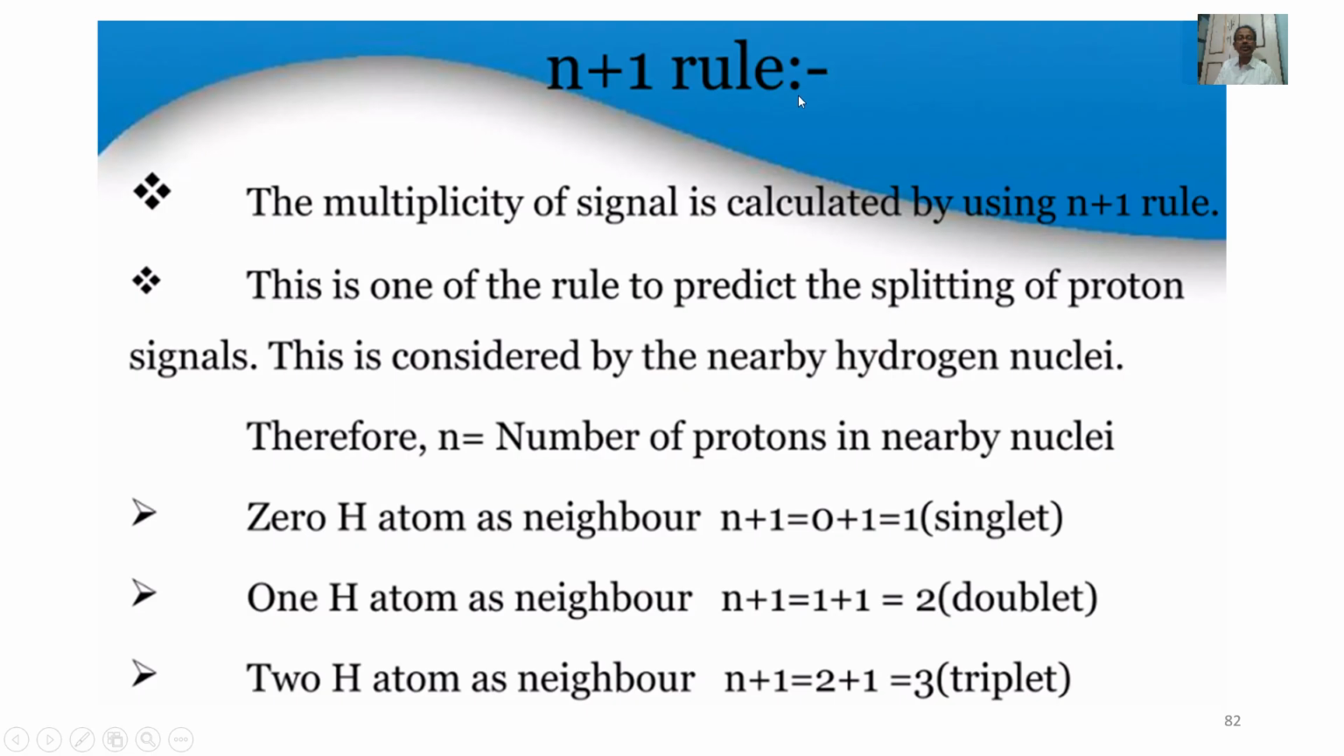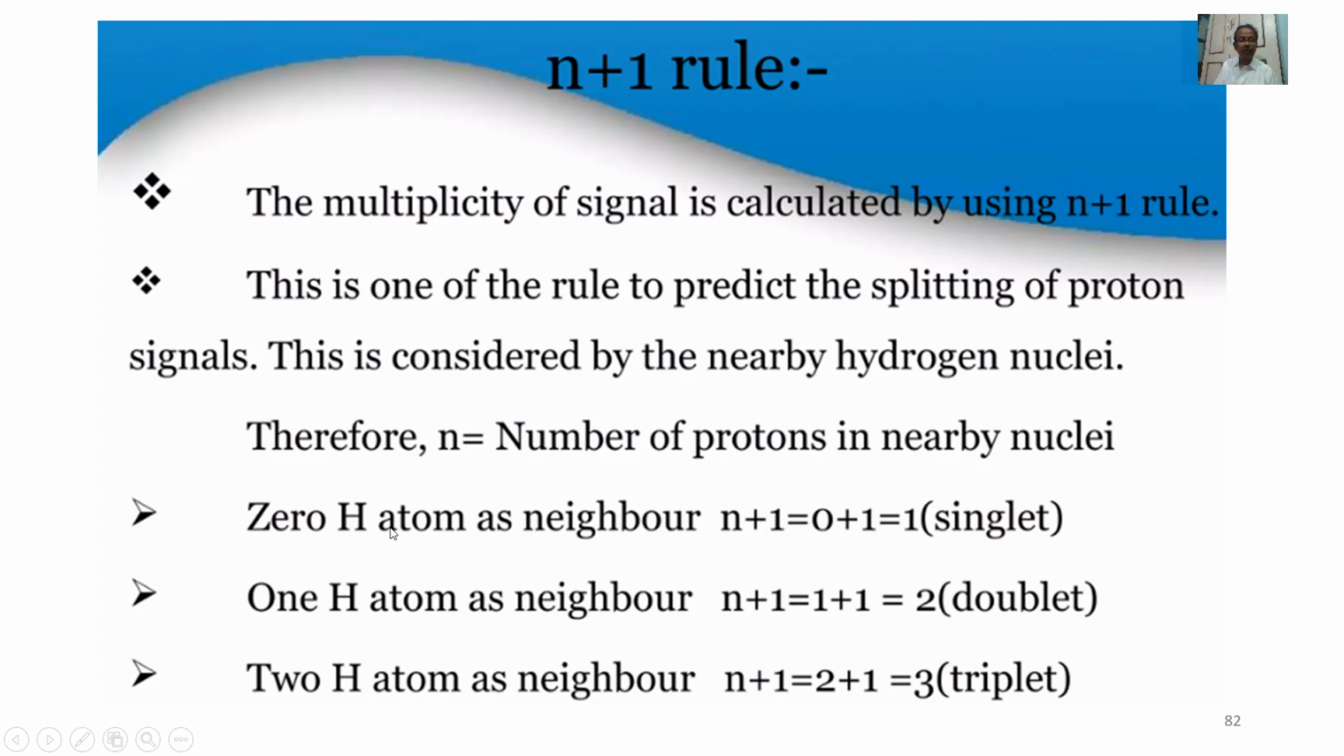N+1 rule. The multiplicity of a signal is calculated by using the N+1 rule. This is one of the rules to predict the splitting of proton signals. It is determined by the nearby hydrogen nuclei. Therefore, N is nothing but the number of protons on nearby nuclei.